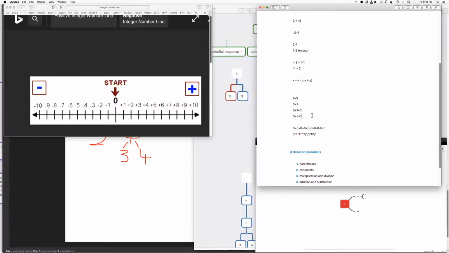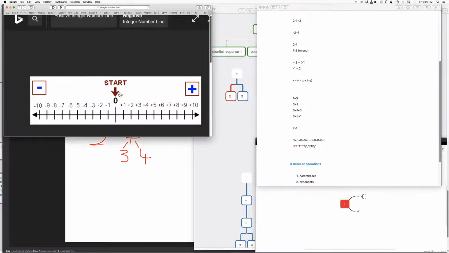Okay, and so then when we have 2 minus 1, what that's telling us is start at 0, then go 2 to the right, and 1 to the left. Subtraction is going left. However, you can also go 1 to the left, and then 2 to the right, and it turns out the same. Like if you walk north 2 miles and south 1 mile from home, or if you walk south 1 mile and then north 2 miles, you end up in the same place.